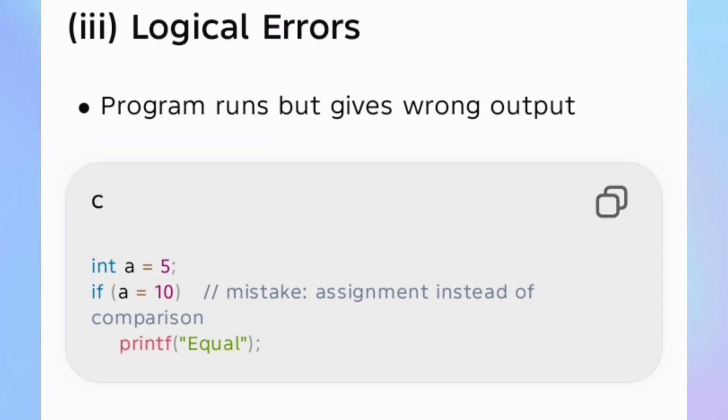The third type is logical errors. The program runs but gives the wrong output. For example, a = 5, and if (a = 10), a missing comparison where an assignment is used instead, then print equal. What will happen, what is the output? Let's see. This is a logical error.